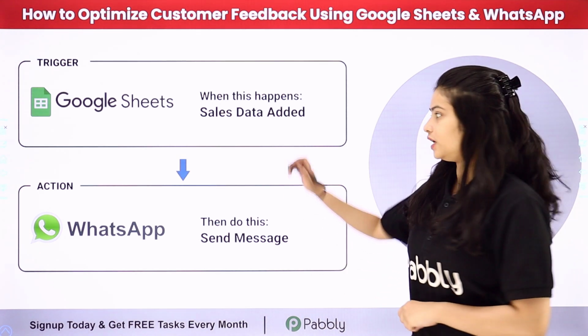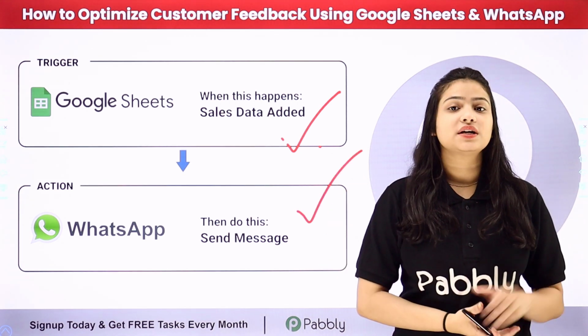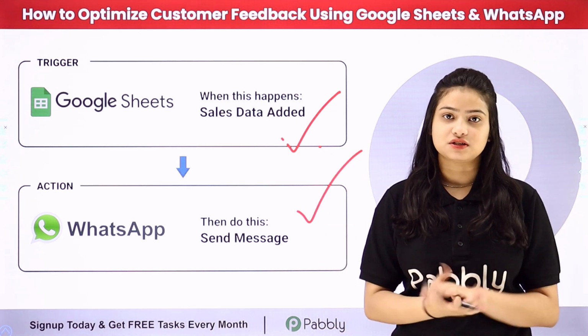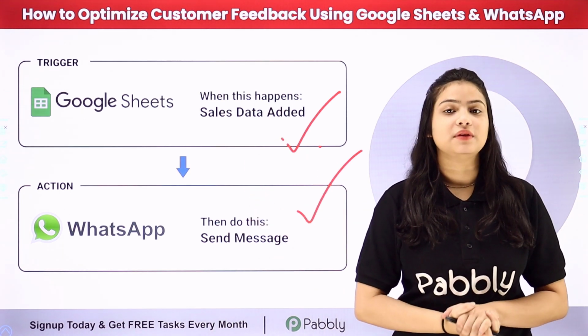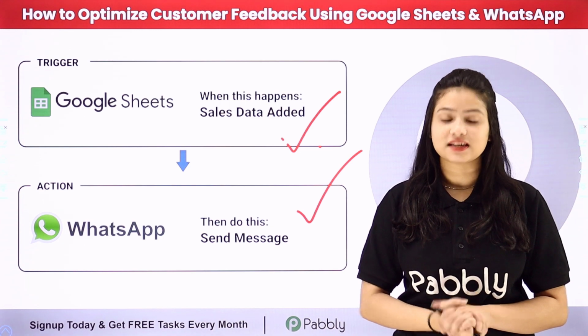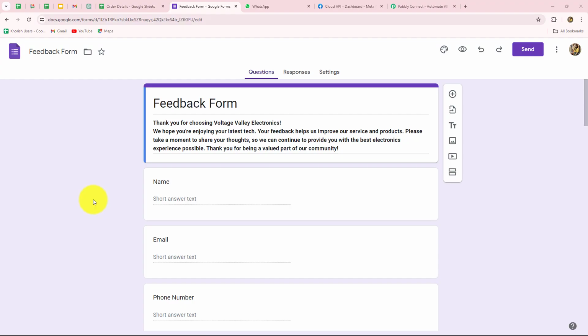So in trigger, we are going to take Google Sheets, and in action, I'm going to take WhatsApp Cloud API through which I want to send template message with the form to the customers. And we are going to set up a connection between these two applications with the help of Pabbly Connect to automate this entire process. And to learn this entire automation step by step, let me take you all to my screen.